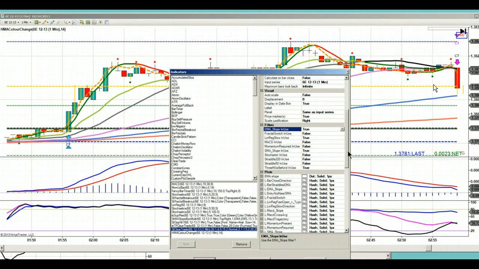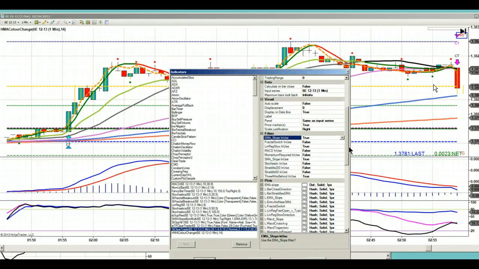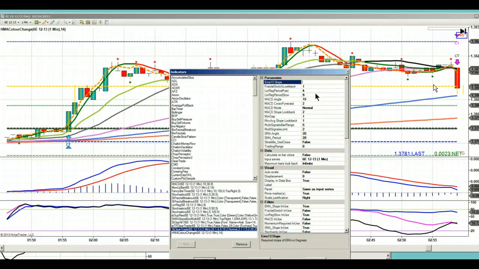Now, I like to play with the EMA slope. Again, you can make it 45. You can change it to 35, 25. Whatever degree you want. 13 is going to give you more arrows, but the lower the number, the more fake-outs you're going to have. So we're going to look at those two factors.